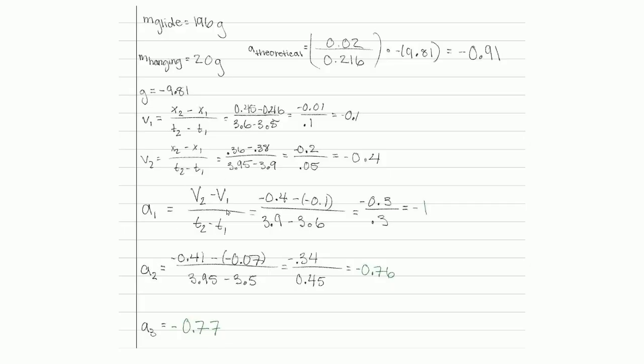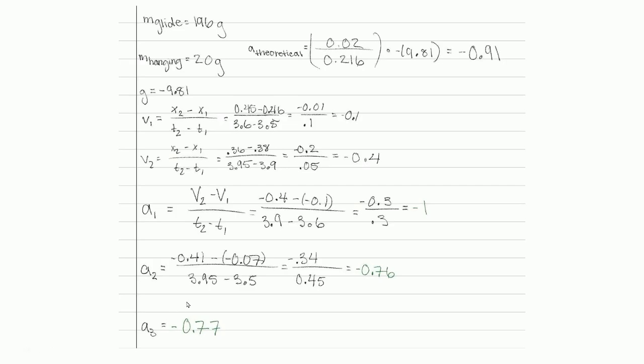Velocity 1, velocity 2, we got here. We can see here the calculations done. For velocity 1, we got negative 0.1. For velocity 2, we got negative 0.4. We then use these for our first acceleration, and that's how we get our negative 1. For our second acceleration here, we use different points, and that's how we get our negative 0.76.